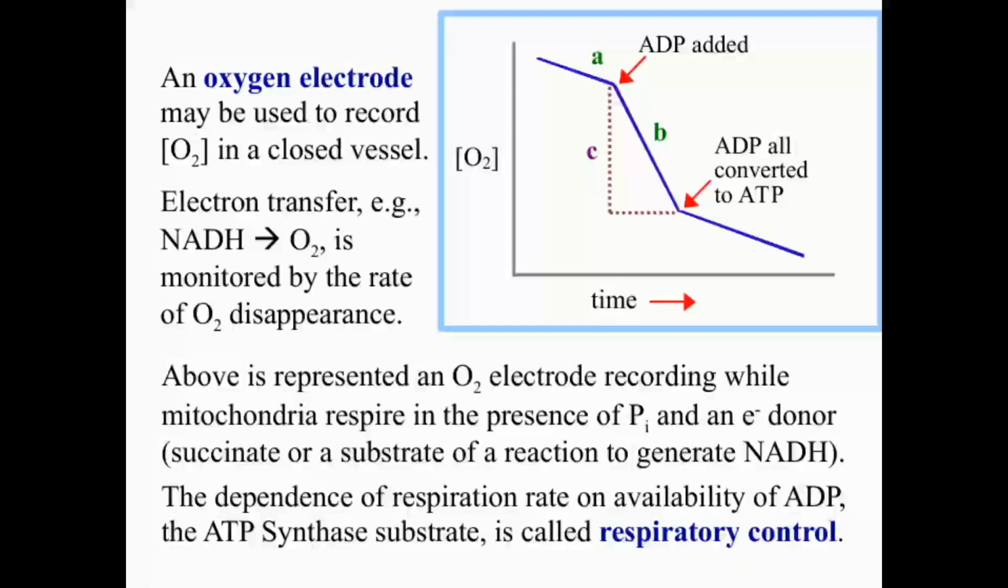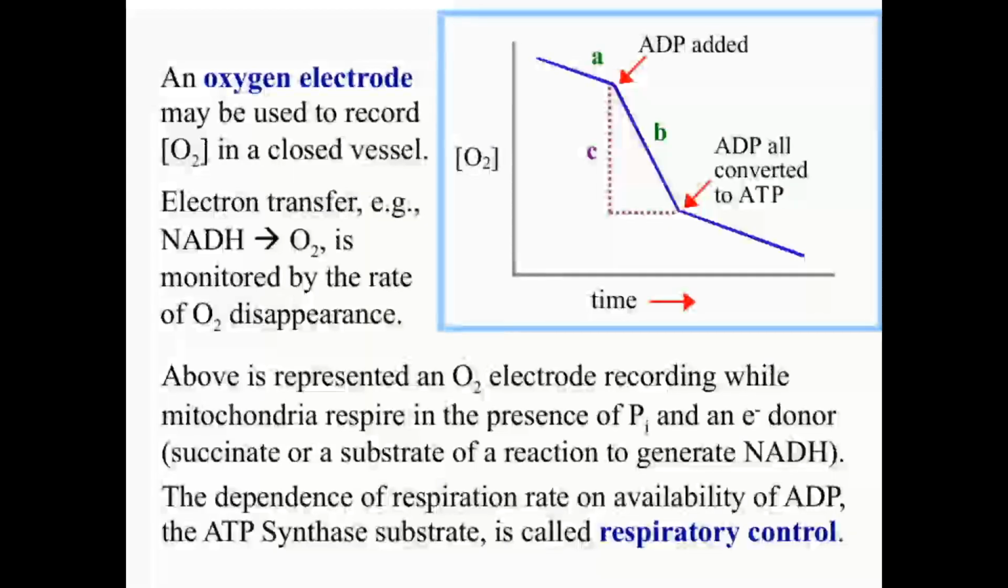What's interesting here is that the electrode's recording shows how oxygen consumption varies when mitochondria are respiring in the presence of inorganic phosphate, or Pi, and an electron donor like succinate or another substrate that generates NADH. This setup helps us understand how mitochondria generate energy. Now, a key concept highlighted here is the dependence of the respiration rate on the availability of ADP, which is the substrate for ATP synthase.